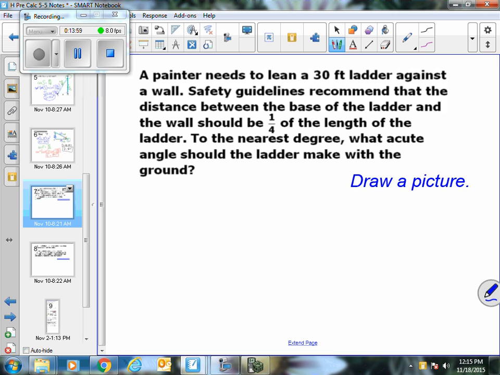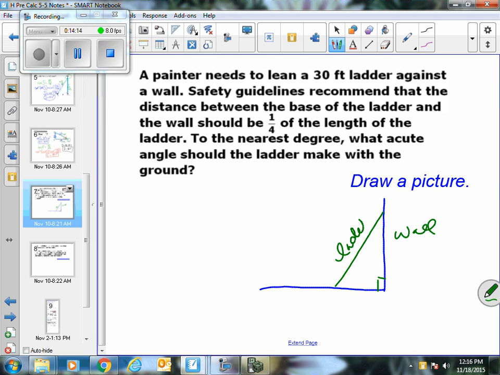So we have a ladder leaning up against a wall. So here's my wall, here's the floor. I have a ladder leaning up against the wall. So my right angle, hopefully, is between the floor and the wall. So the wall is over here. And this is the ladder.